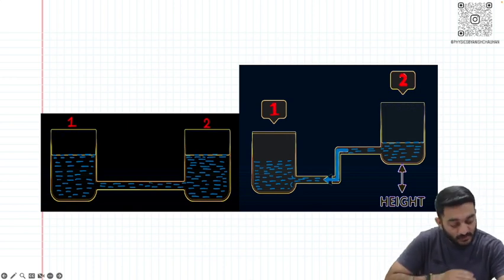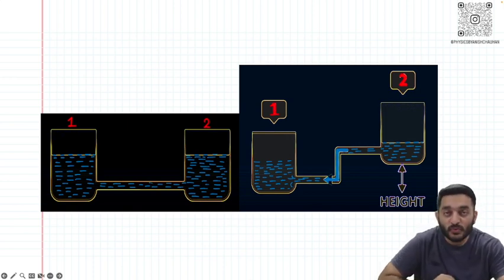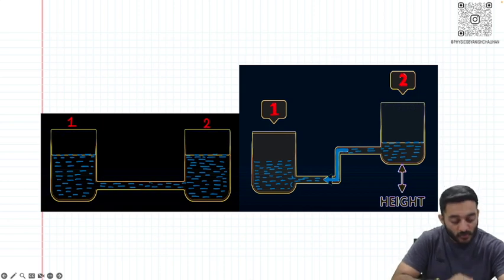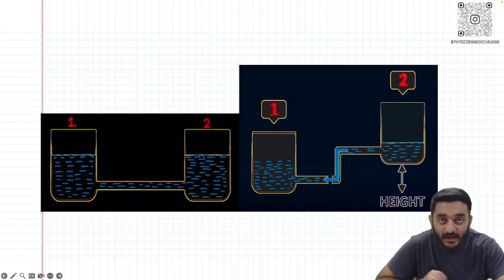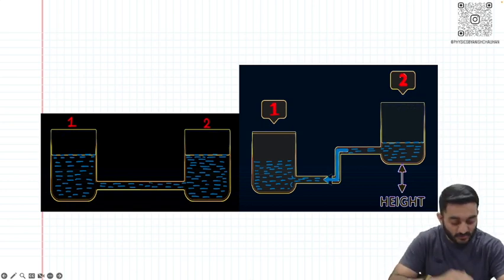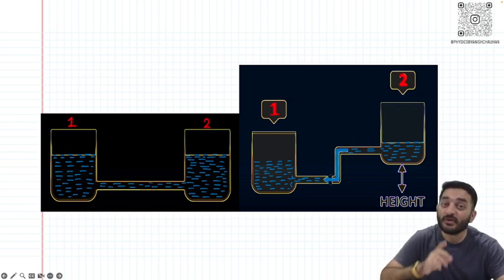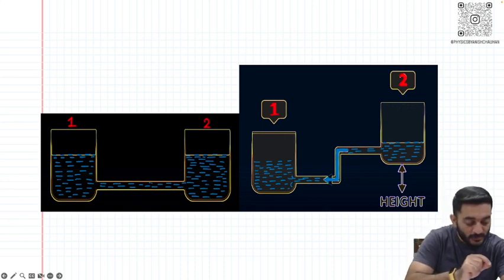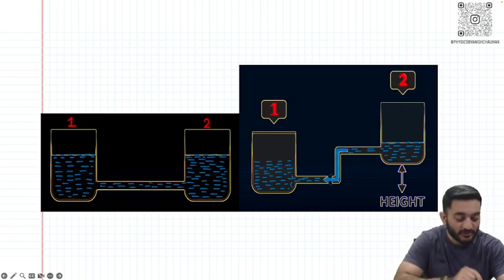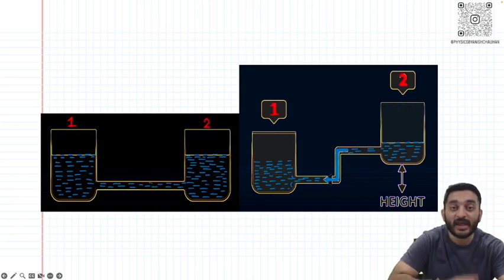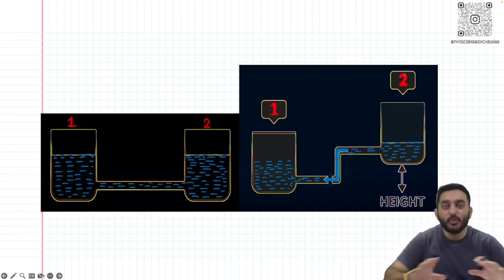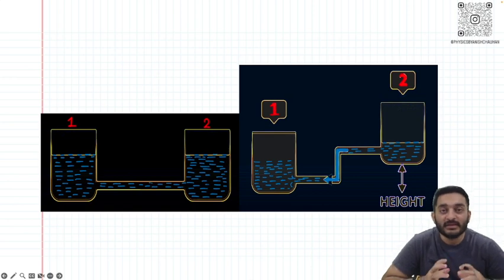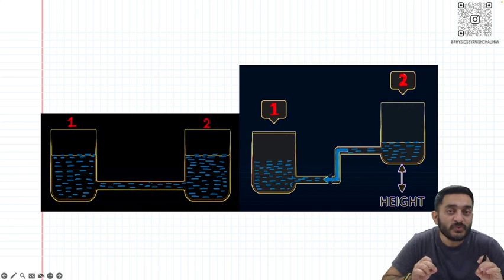Now in case I raise the height of water tank 2, what is going to happen over here? When water tank 2 height has been raised with respect to water tank 1, we can say that the gravitational potential energy of tank 2 is more compared to that of tank 1. So in that case the water is going to flow from higher potential to lower potential, or you can say the water will flow from tank 2 to tank 1. So we can conclude that there will be a flow of water whenever there's a potential difference between the two tanks.